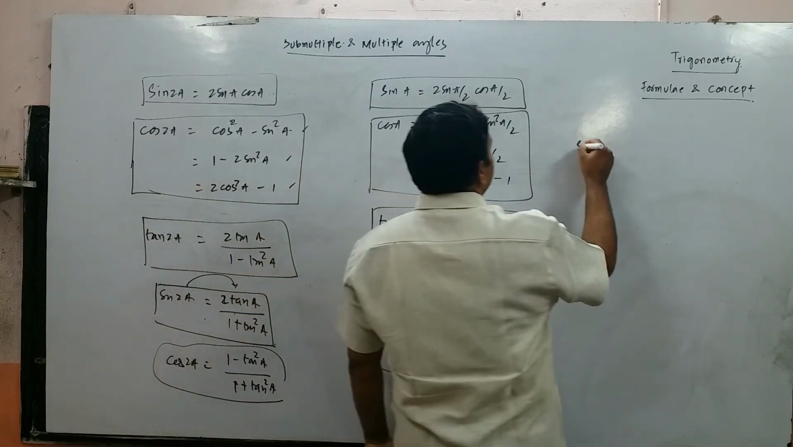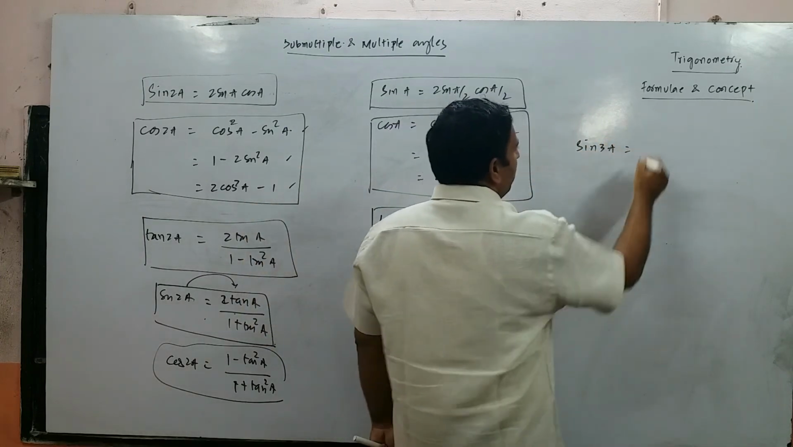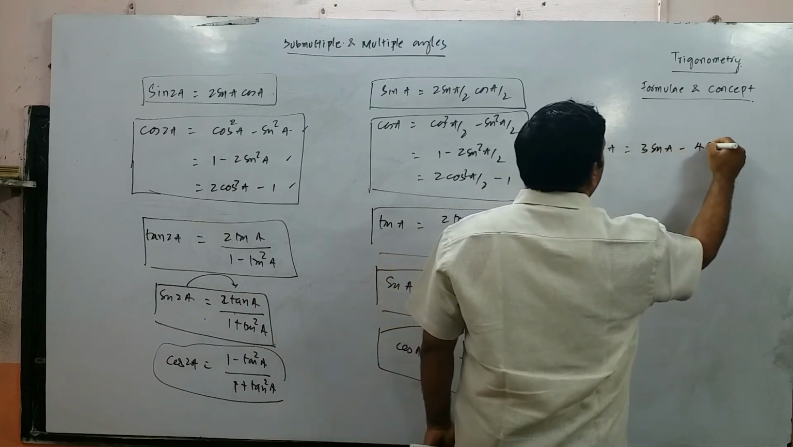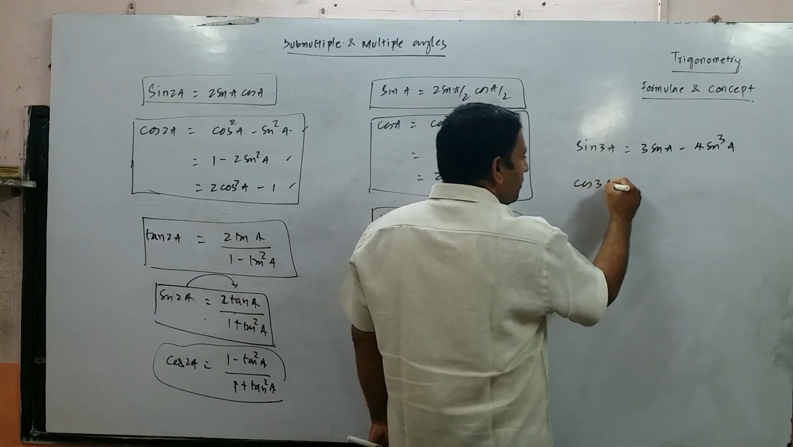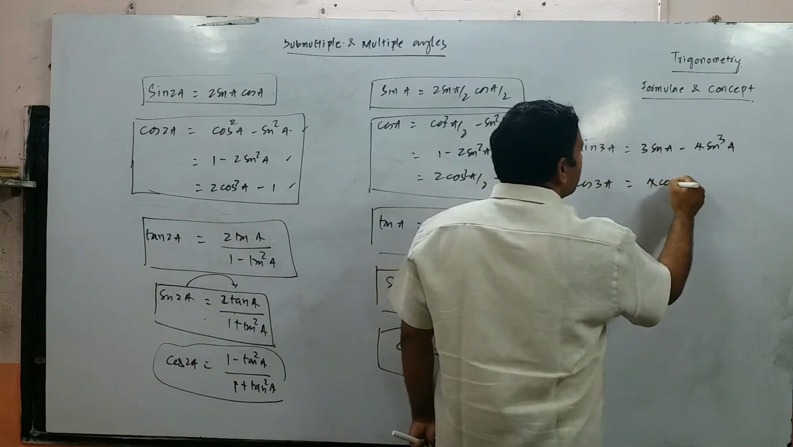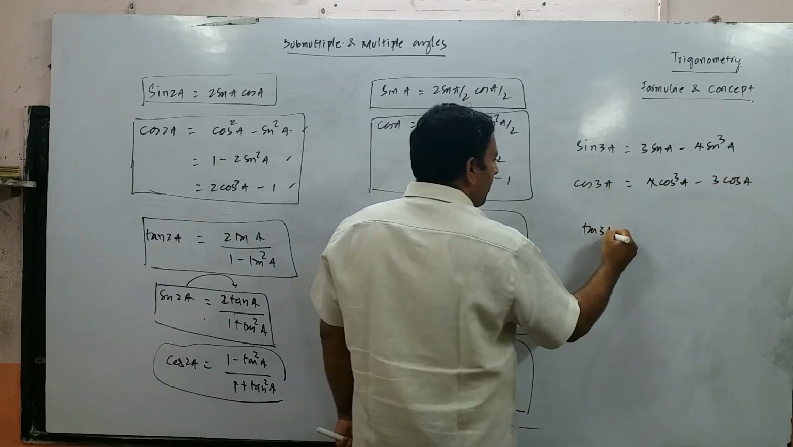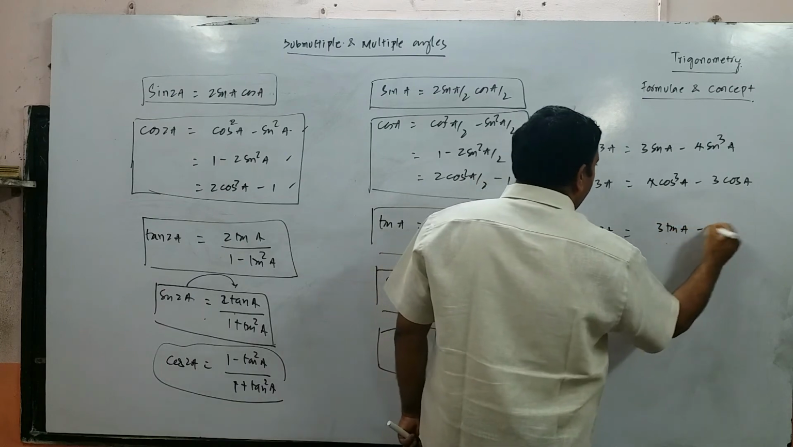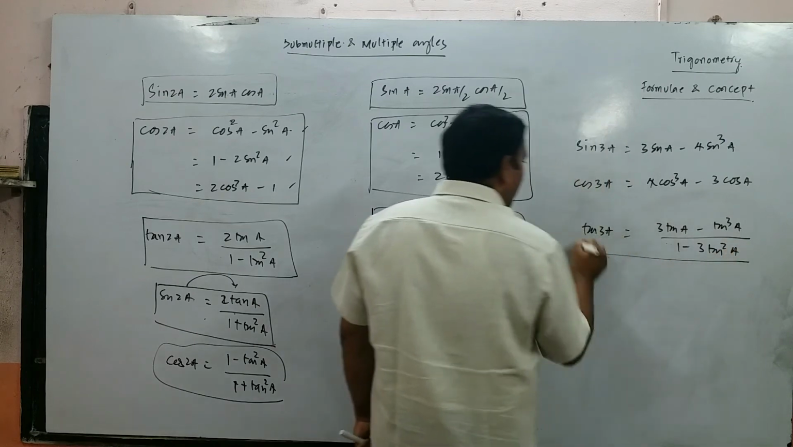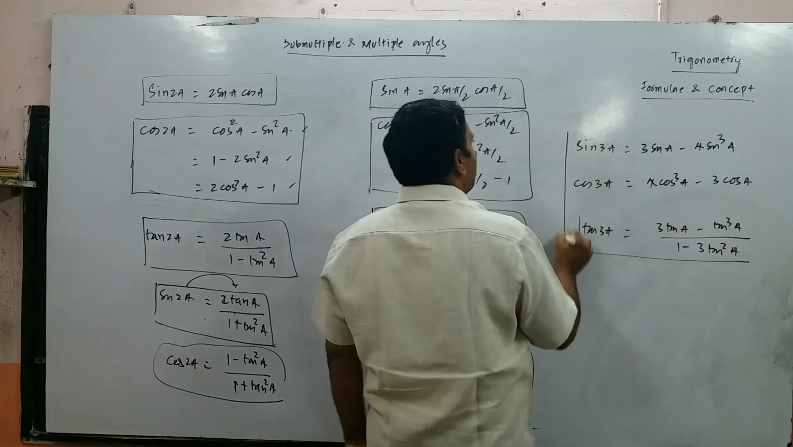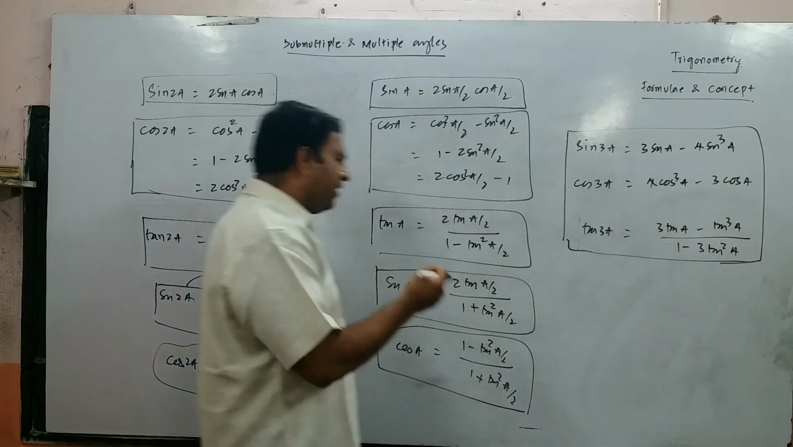And apart from that, you have some standard formulas related to 2A, 3A. What is the sin 3A formula? 3 sin A minus 4 sin cube A. All these formulas can be proved. Now if I ask you what is the cos 3A formula, it is 4 cos cube A minus 3 cos A. And tan 3A is equal to 3 tan A minus tan cube A by 1 minus 3 tan square A, right? So all these formulas are multiple and submultiple. These are the formulas, and every formula can be proved.